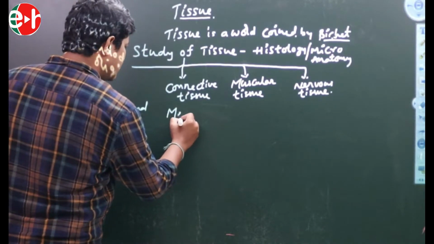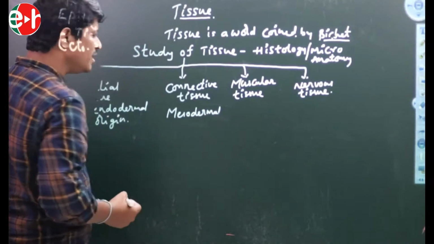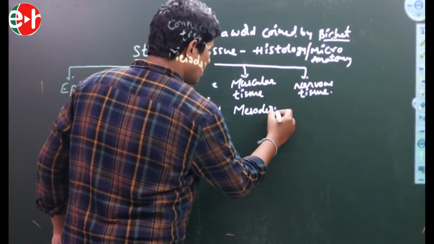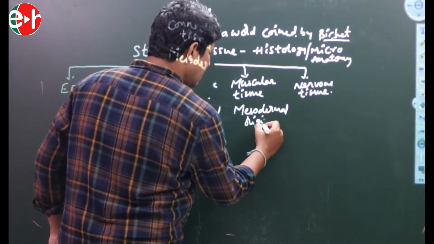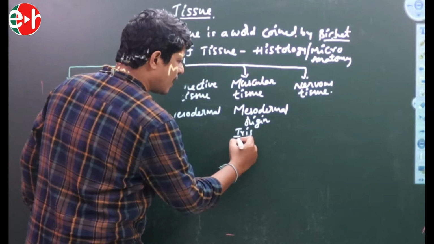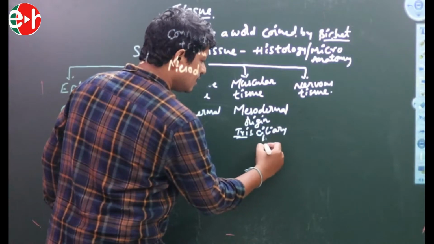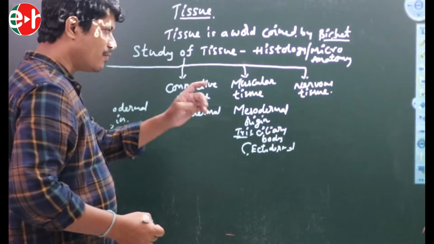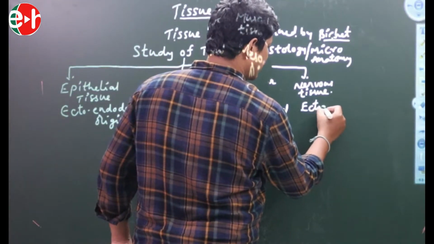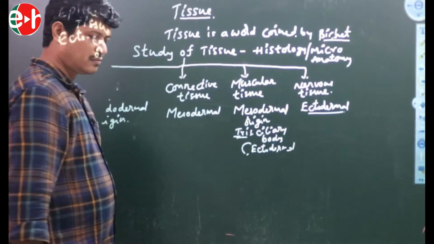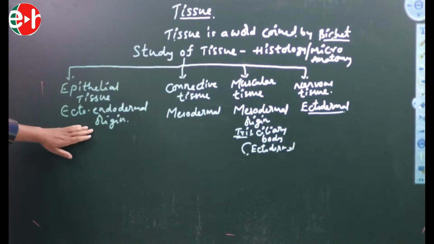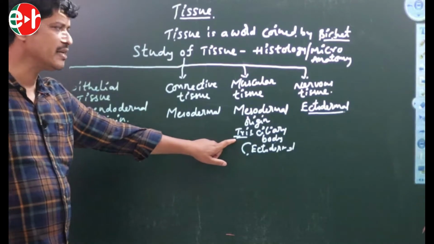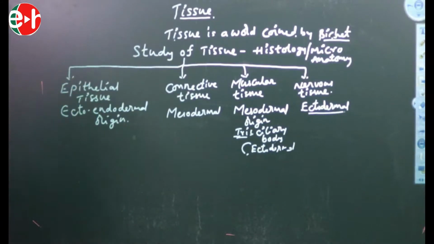The connective tissue is of mesodermal origin. Muscular tissue is also of mesodermal origin, but here is a small exception: the iris muscles of the eye and the ciliary body. These two are of ectodermal origin. Finally, the nervous tissue is of ectodermal origin. See, this is epithelial tissue, ectoendodermal origin; connective tissue, mesodermal origin; muscular tissue, mesodermal origin, except iris and ciliary body; nervous tissue is ectodermal origin. These are the different types of tissue.